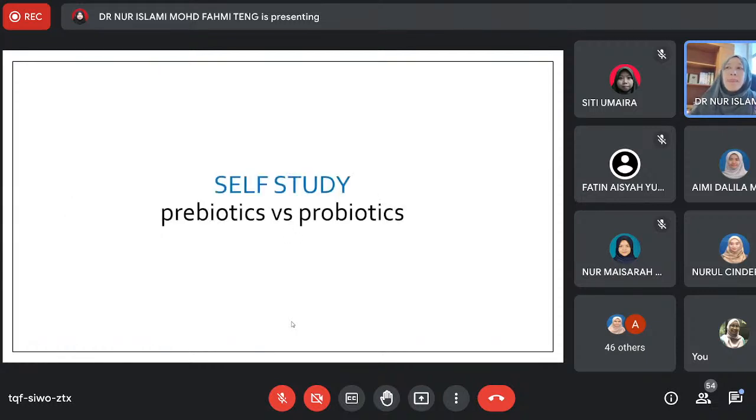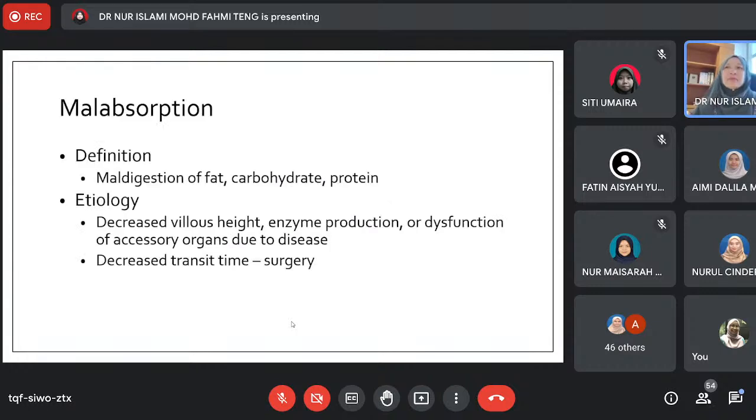Okay. Self-study is about prebiotics and probiotics. Please study by yourself what prebiotics and probiotics are, and relate them to our GI system. Okay, we have already looked at constipation. We also have to look at diarrhea. Okay, and let us see about malabsorption.